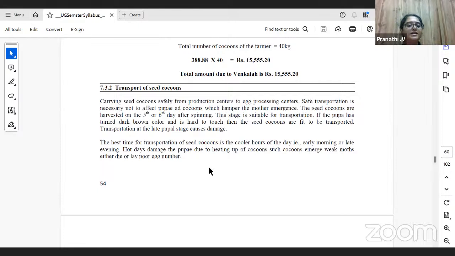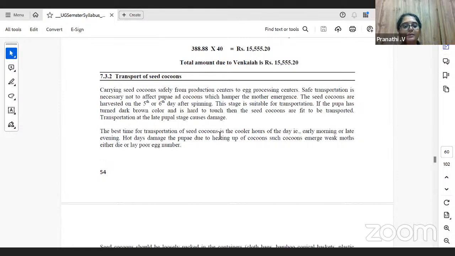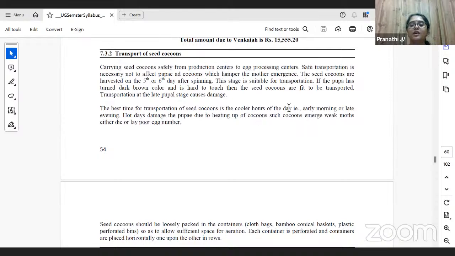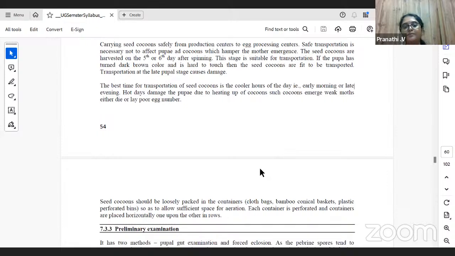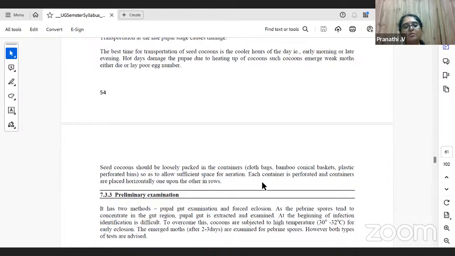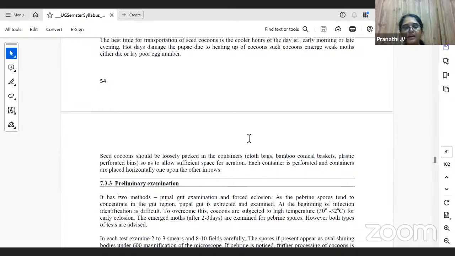If the pupa has turned dark brown in color and is hard to touch, then the seed cocoons can be transported. After this, at the late pupal stage, if you transport, it is damage causing. The best time for transportation of seed cocoons is the cooler hours of the day, like I already told you, early morning or late evening. Hot days damage the pupa. This leads to the heating up of the cocoons, so you either get weak moths or poor egg lay.